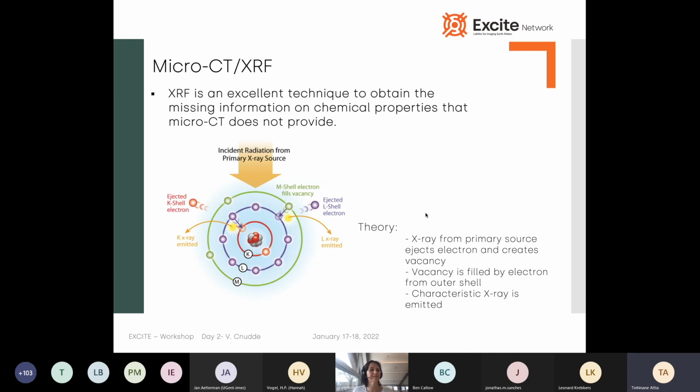And X-ray fluorescence, for those who do not know this, is also a technique to provide you the chemical information, similar to what you get with scanning electron microscopy possibilities. And so you also use an X-ray source. The X-ray from this source ejects electrons when interacting with the material. This then creates a vacancy. This vacancy is filled with an electron from the outer shell, and characteristic X-rays are emitted. And this information gives you chemical information.